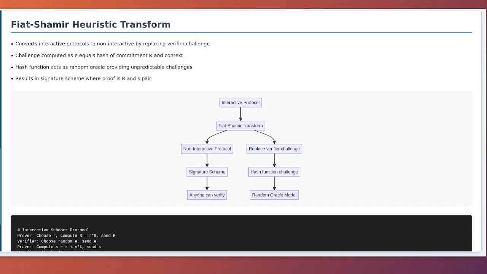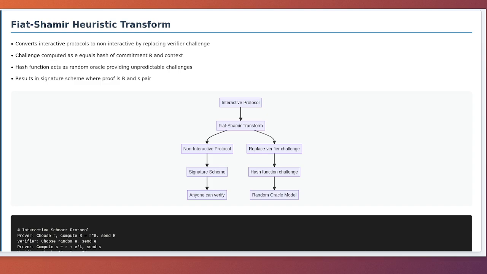Fiat-Shamir heuristic transform. The Schnorr protocol as we've described it is interactive. It requires the prover and verifier to communicate back and forth. The prover sends a commitment, the verifier sends a challenge, and the prover sends a response. This interaction is fine for some applications, like real-time authentication, but it's problematic for others. In blockchain systems, you can't have interactive protocols because there's no real-time communication between the signer and the verifiers.